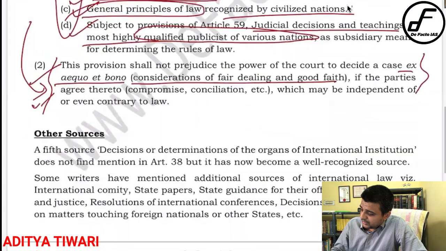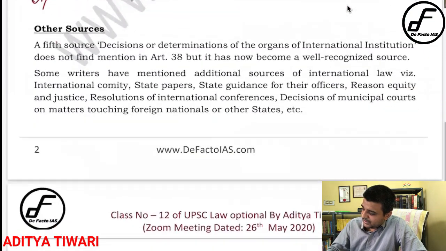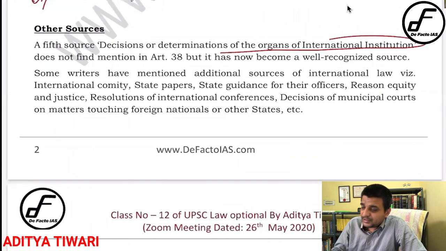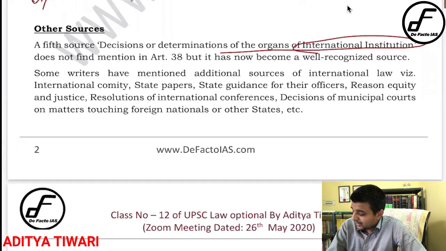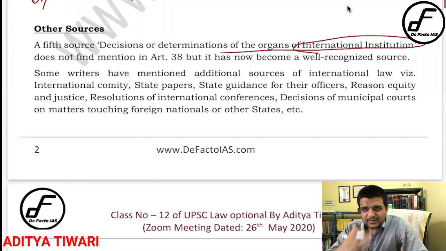Then what are the other sources? The fifth source is the determination of the organs of international institutions. Okay, WTO decisions, right? Security Council resolutions, right? So that is again a modern development of international law. In fact, nowadays Security Council resolutions are the most important source of international law. In fact, the structure of the Security Council is such that it overrides almost any specific provision of international law. Okay, so that is again a very interesting thing.